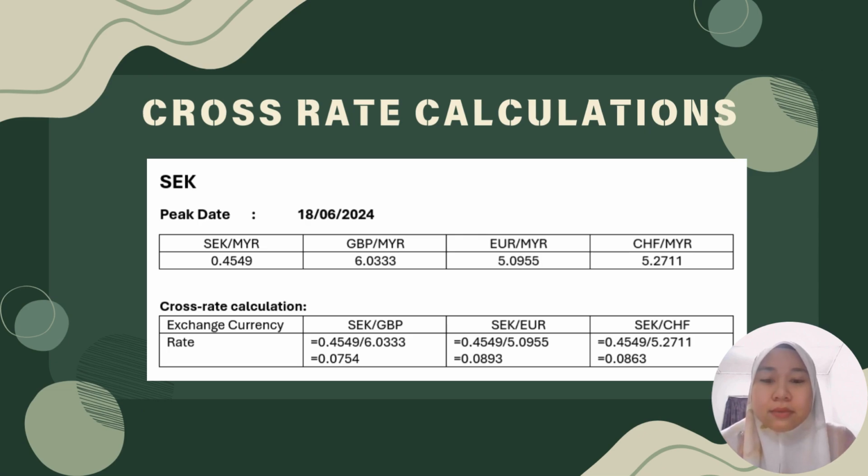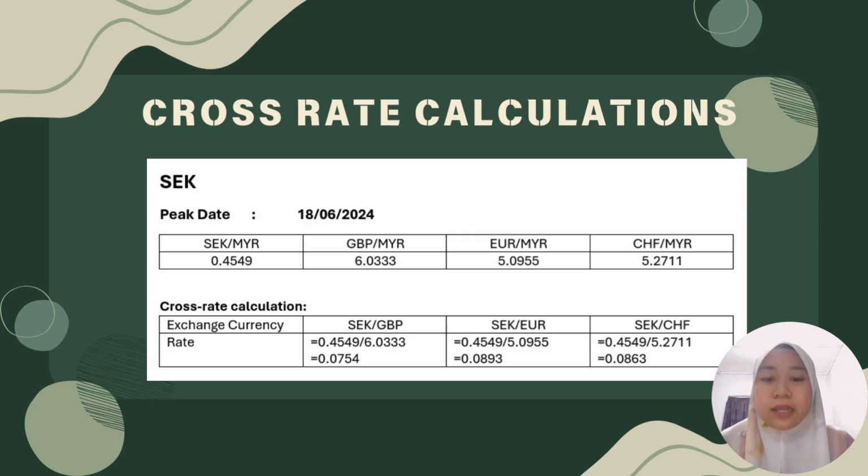Lastly, let me see the cross rate calculation of the SEK currency. The peak date is on 18 June 2024, where the exchange rate of SEK against MYR is recorded as 0.4549, GBP against MYR is 6.0333, Euro against MYR is 5.0955, and CHF against MYR is 5.2711.